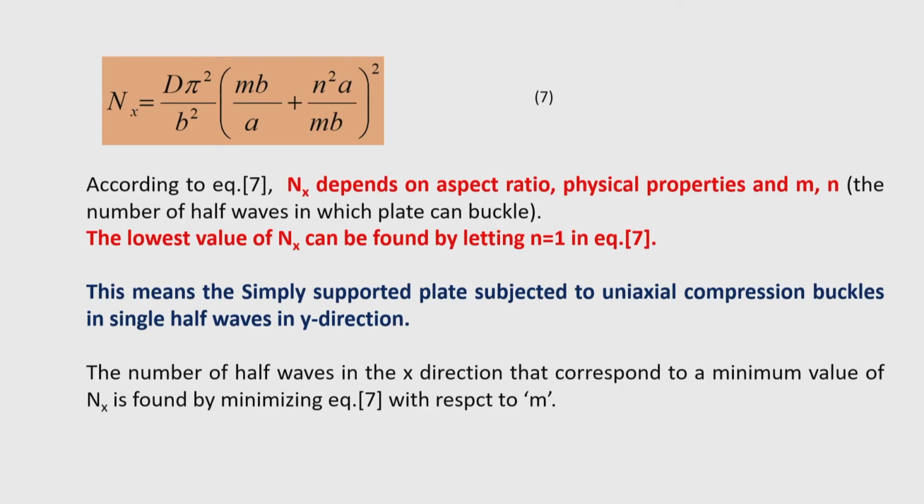So, you can see here the lowest load n x for the half wave in x and y direction is possible when n is 1. So, by inspection it is possible to tell that n is equal to 1 gives the buckling load, but still we do not know what is the m number of half waves in the x direction. So, lowest value of buckling load in the simply supported plate, that is in the unidirectional compression n x, can be found by letting n is equal to 1.